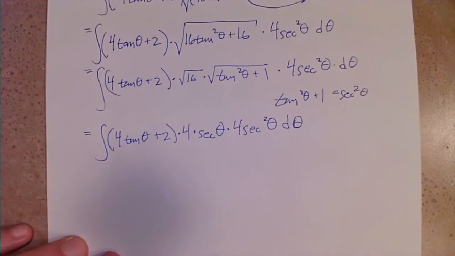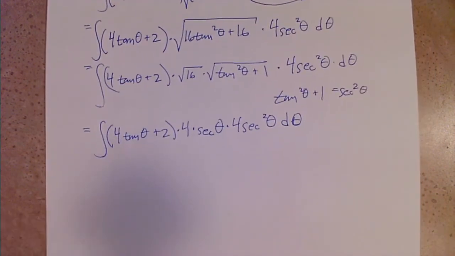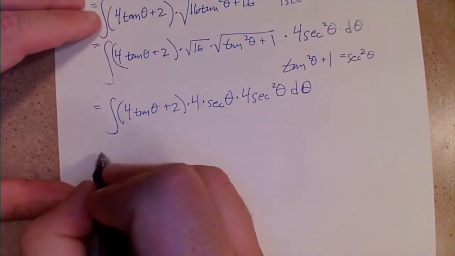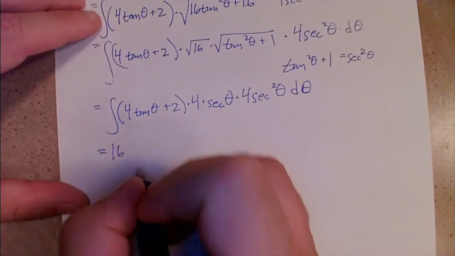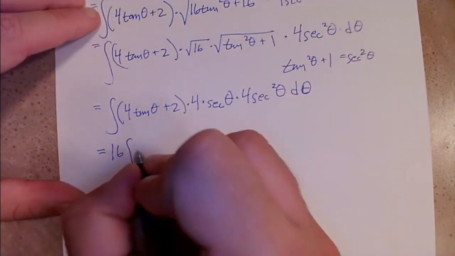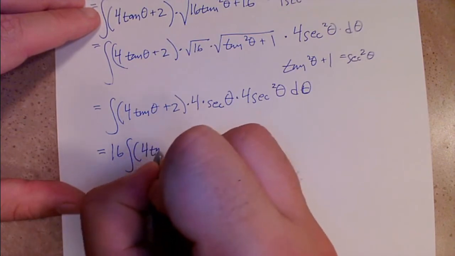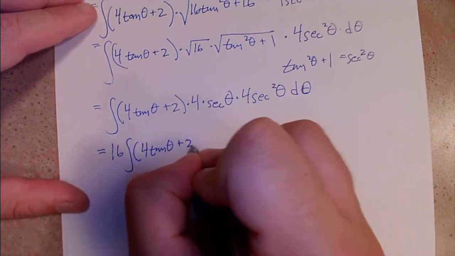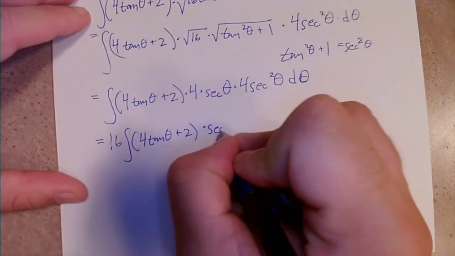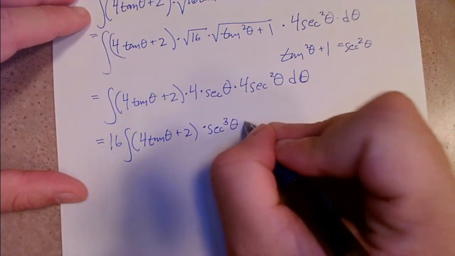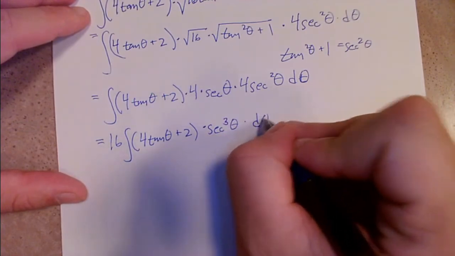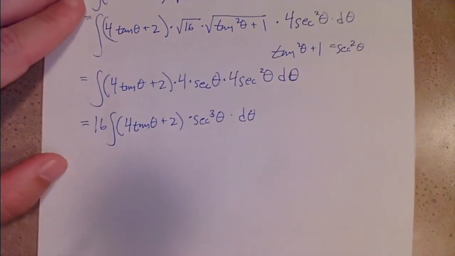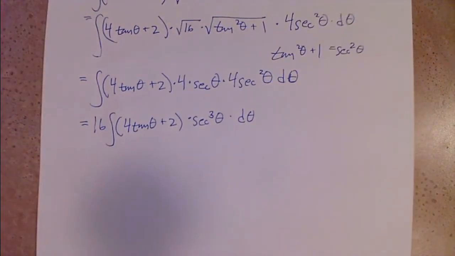And now I'm just solving integrals for the fun of it because I like solving integrals. So we get that right there. All right, 4 times 4 is 16. I'm going to go ahead and pull a 16 out, times the integral of 4 tangent theta plus 2 times secant cubed theta d theta, because secant times secant squared is just secant cubed. All right, we're getting there.